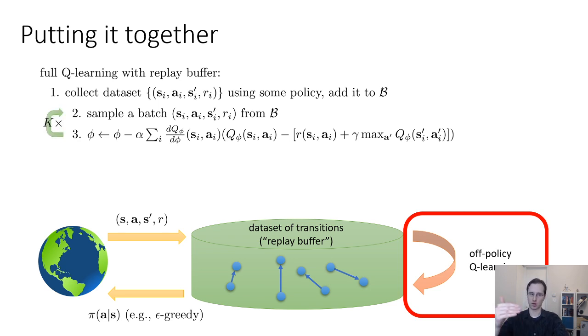And we can repeat this process k times. K equals 1 is very common, but larger k can be more efficient. So if you repeat this k equals 1 times and then go out and collect more data, then you get a fairly classic kind of deep Q-learning algorithm with replay buffers.